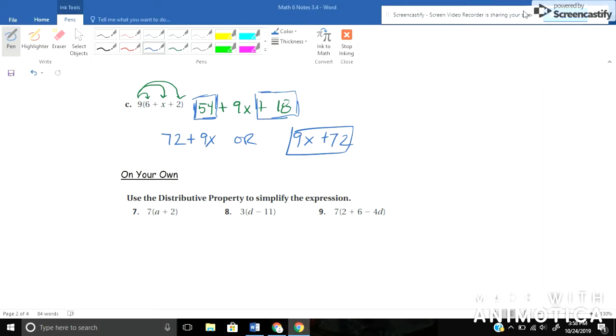All right, for number 7, you should have come up with 7a plus 14. For number 8, you should come up with 3d minus 33. And number 9, you should come up with 56 minus 28d. Again, let me know if you have any questions about that.